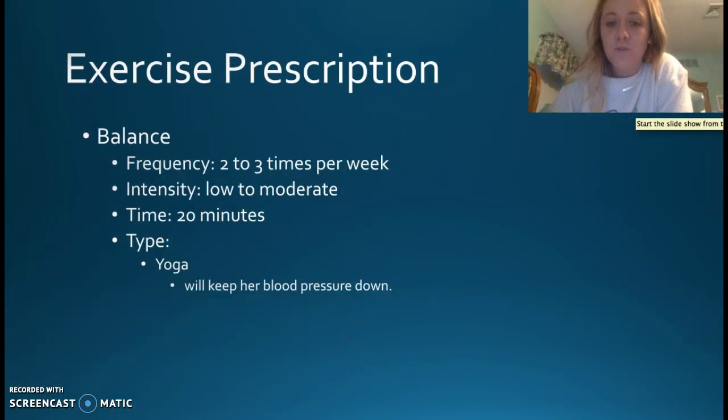Well, hopefully I was able to inform you all who are watching on aneurysms and what a good exercise prescription would be for someone who is at risk of aneurysms.